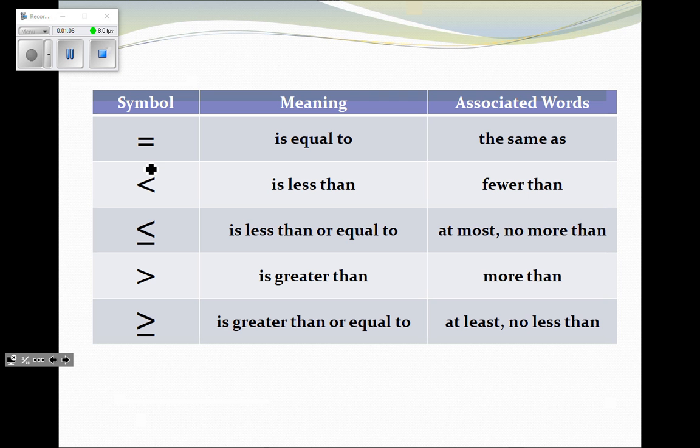Just to break it down a little bit more, if we have an equal sign, it means equal to, the same as. You'll often see "is" in a verbal model, and whenever you see "is," you know that you mean equal to, okay? This alligator sign is the less than sign. This one is the less than or equal to sign. Whenever you see a line underneath the inequality, you know that you are dealing with an or equal to situation, okay? The next one is the greater than sign. And then last but not least, the greater than or equal to sign.